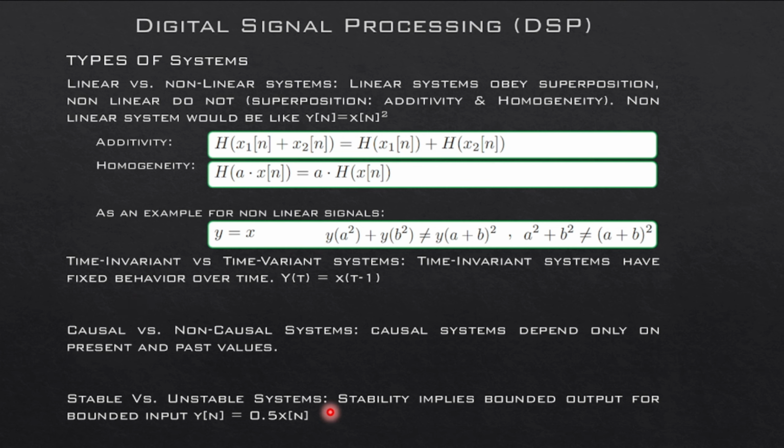Now, stable versus unstable systems. Stability implies that for a bounded input, for example y[n] equals 0.5 x[n], you should not get an infinite output. It's like me asking someone a question and he answers with a simple answer, one or two lines. That's a stable system. Meanwhile, if I ask something and then get an article, and the other person keeps rambling for an hour, that's an unstable system. That's a close, easy example.